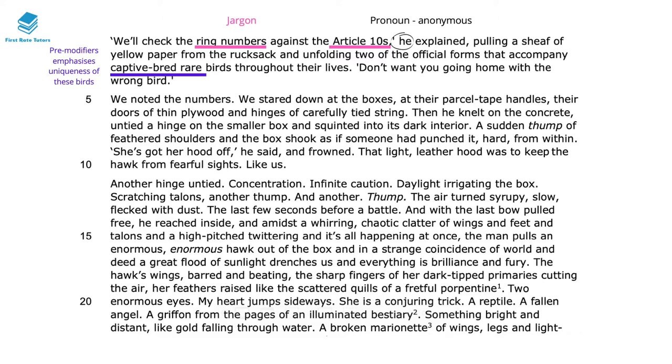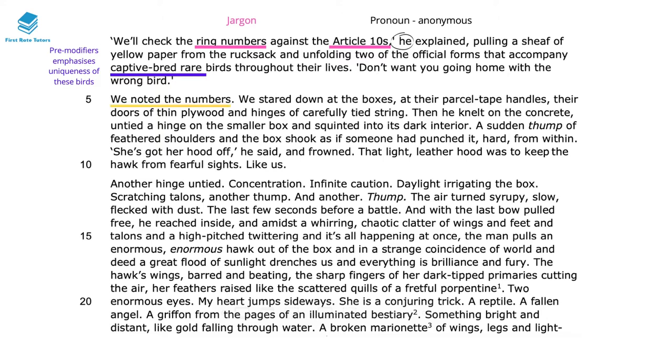Furthermore, she uses the premodifiers captive bred rare birds to really emphasize the uniqueness of these birds, and of course to show how she's very, very entrenched in knowing about these falcons, but also it's educating us in many ways about these different types of birds.